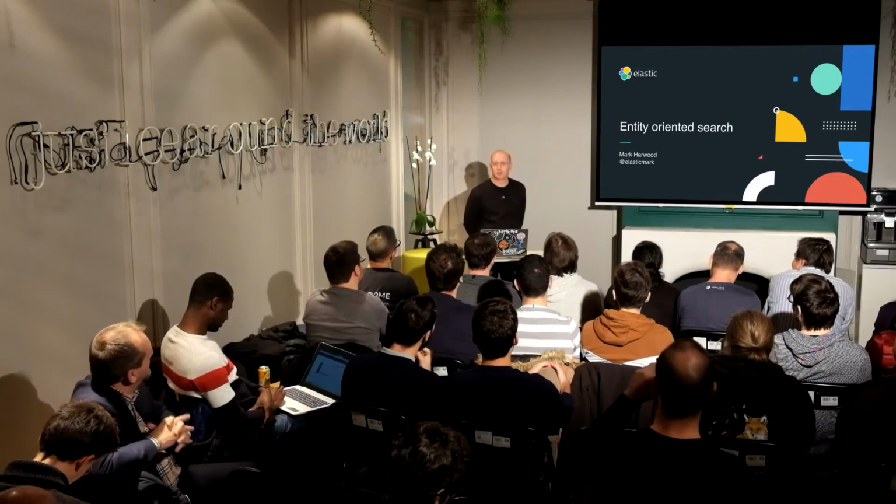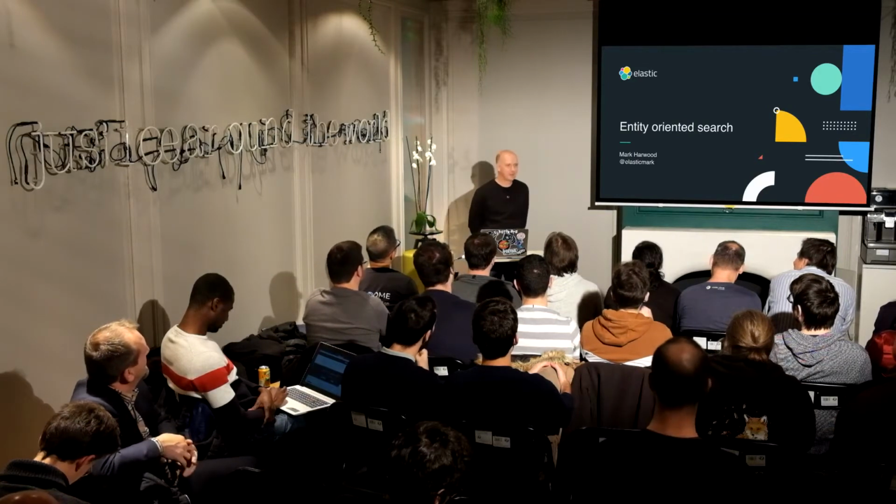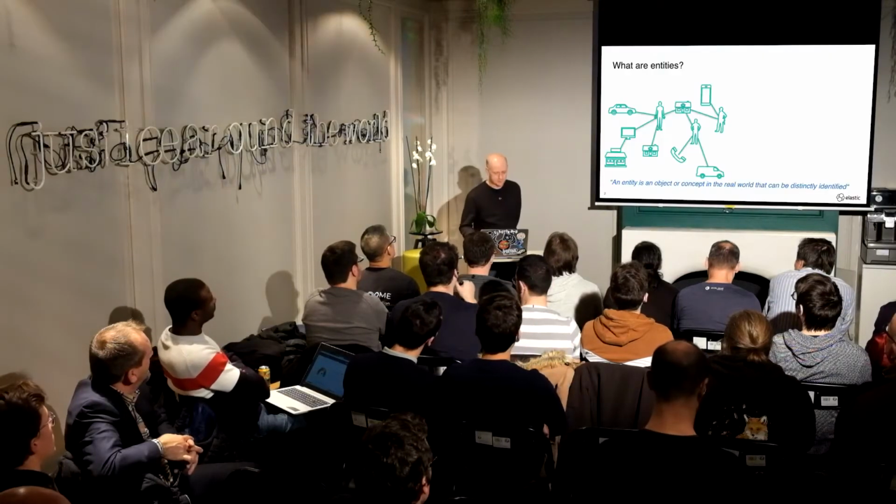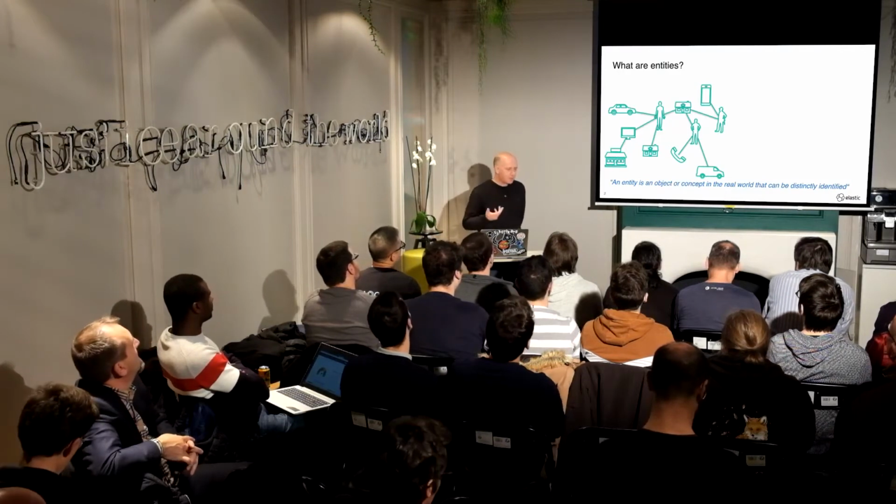Ça ne marche pas ce soir, so pardon, I'll be speaking in English tonight. I'm a developer with Elasticsearch, and tonight I wanted to talk about entity-oriented search and annotated text, which is part of entity-oriented search. So what are entities?